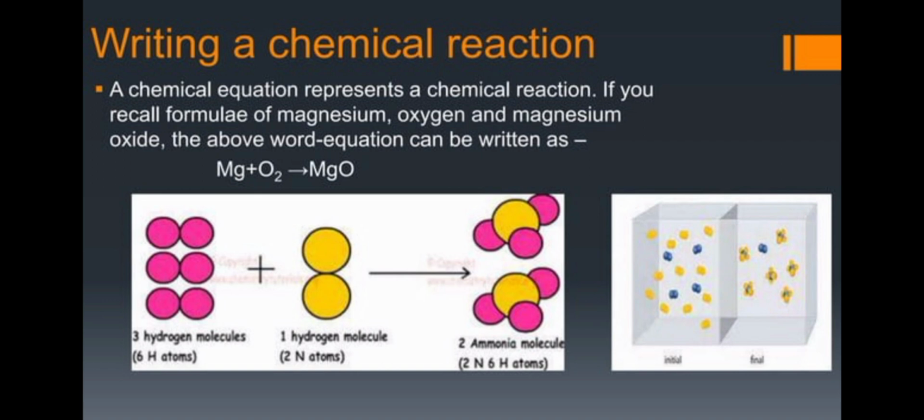Writing a chemical reaction. A chemical equation represents a chemical reaction. If you recall the formulae of magnesium, oxygen and magnesium oxide, the above word equation can be written as Mg plus O2, right pointing arrow MgO. 3 hydrogen molecules, 6 H atoms. 1 nitrogen molecule, 2 N atoms. Plus 2 ammonia molecules, 2 N, 6 H atoms.